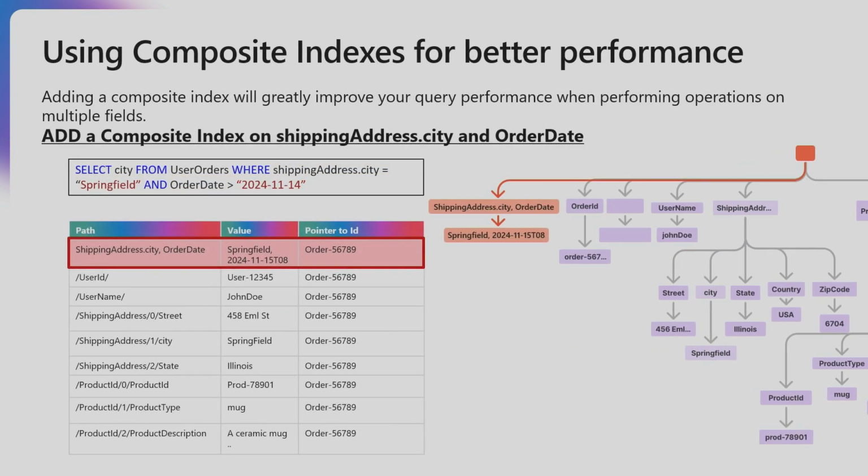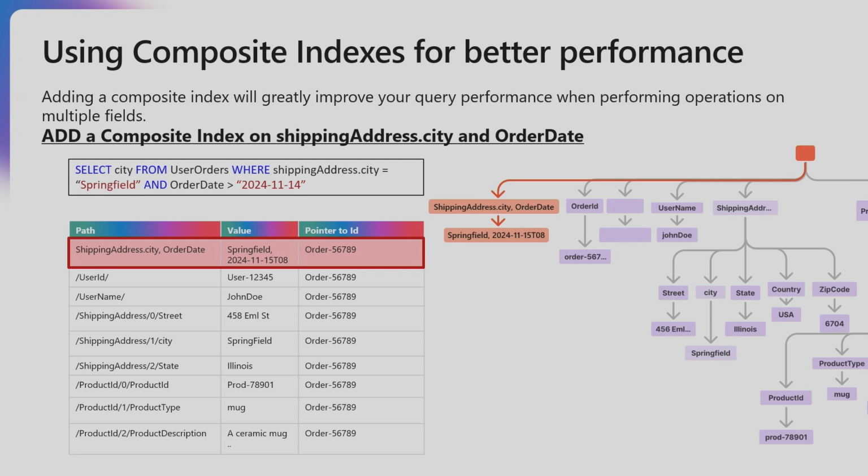An indexing policy is just a way for the query engine to know how it should index your document as you insert it. In our case, we can add a composite index, which makes it easier to retrieve documents where you query two or more things together.